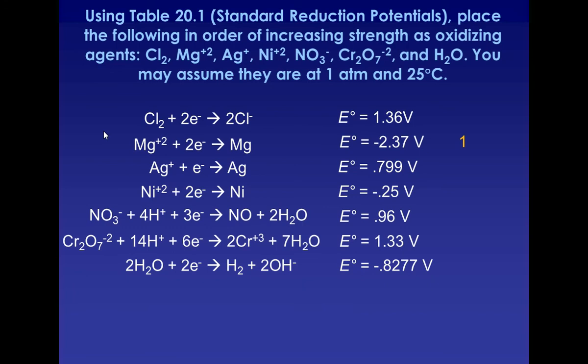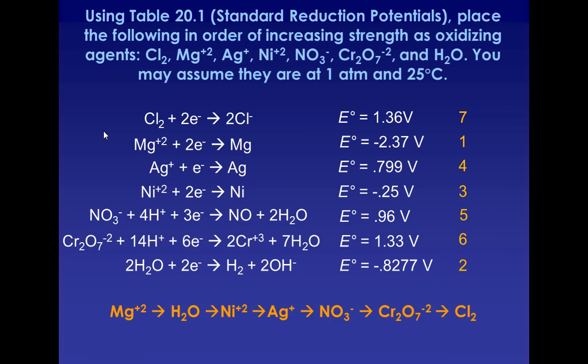So the most negative was the magnesium ion. The next most negative was water. The third most negative was the nickel. And then our transition point, the first one that's the least positive, is going to be the silver. Then we're going to move on to nitrate, the dichromate, and the chlorine. So when I list these in order, from smallest to largest in terms of being an effective oxidizing agent, magnesium would have been the least effective and chlorine would have been the most effective.